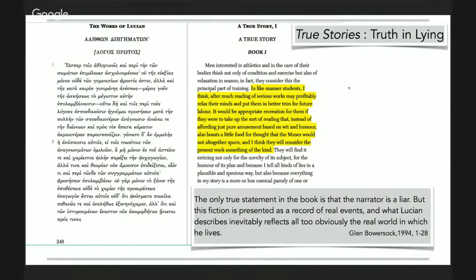And as you see, the general principle of the True Stories is that the author says that everything in his book is false, is fake, is forgery, and the only truth is that the narrator is a liar. So this fiction is presented as a record of real events, and what Lucian describes inevitably reflects also, all too obviously, the real world in which he lives.